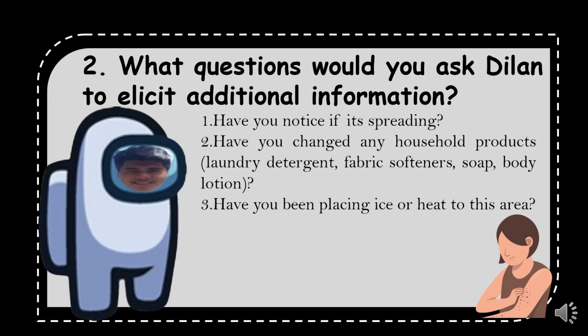Question number 2: Have you changed any household products such as laundry detergent, fabric softeners, soap, and body lotion? Rationale: Detergent and softeners are factors in having a rash, and petechiae may look like a rash, so it is a way to determine if she has petechiae or a rash. Question number 3: Have you been placing ice or heat on this area? Rationale: Too much cold can constrict our blood vessels, and too much heat exposure widens blood vessels, which can damage them.